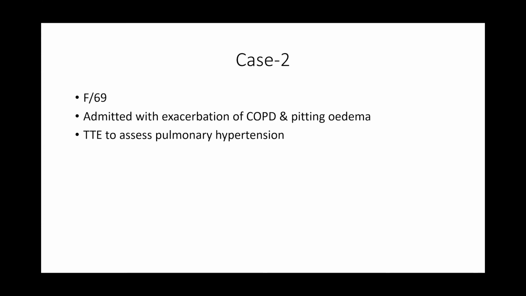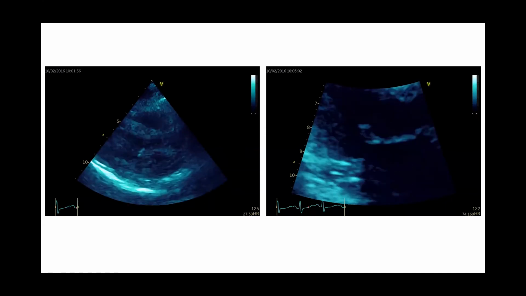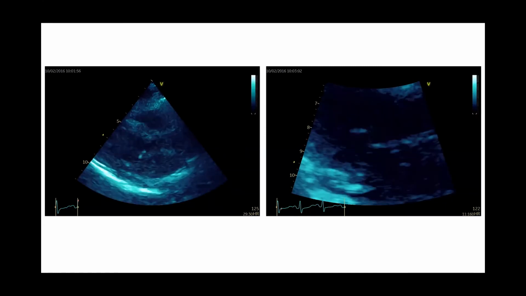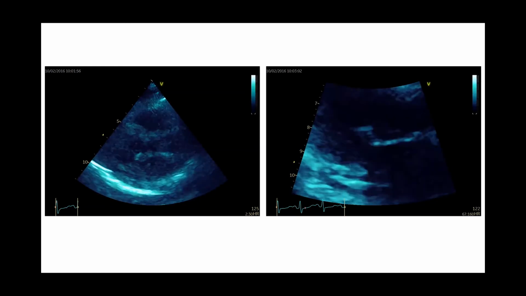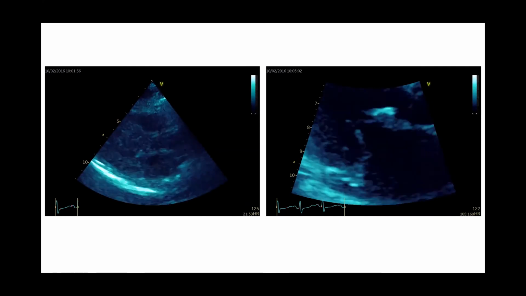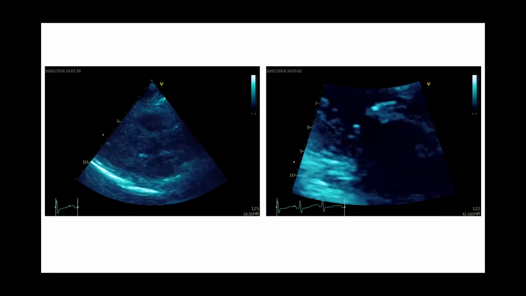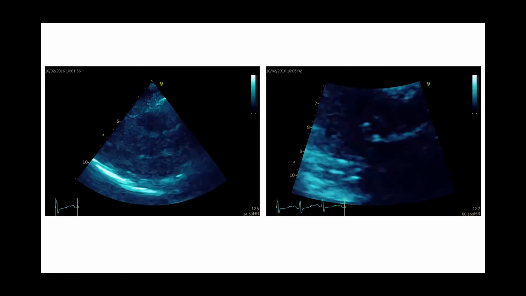So it's a 69-year-old female admitted with an exacerbation of COPD and has pitting edema, and she is having a transthoracic echo to assess pulmonary hypertension. What I'm seeing is a parasternal long axis view. It looks very hard to read, probably because it was difficult imaging related to her body habitus or her position. I also see a zoom view of the mitral valve.